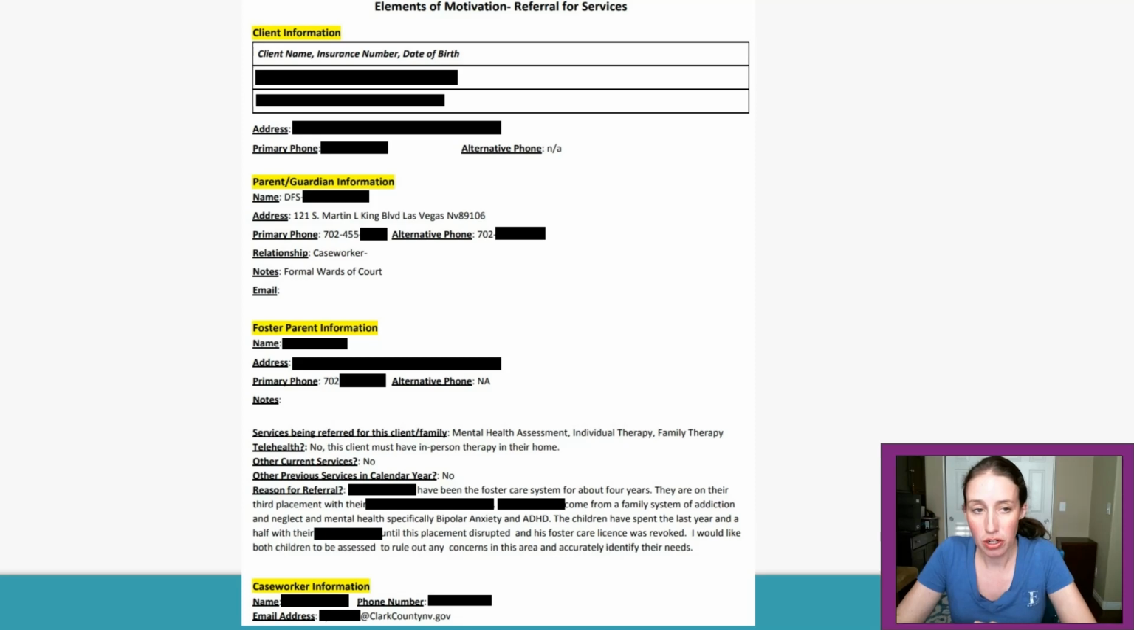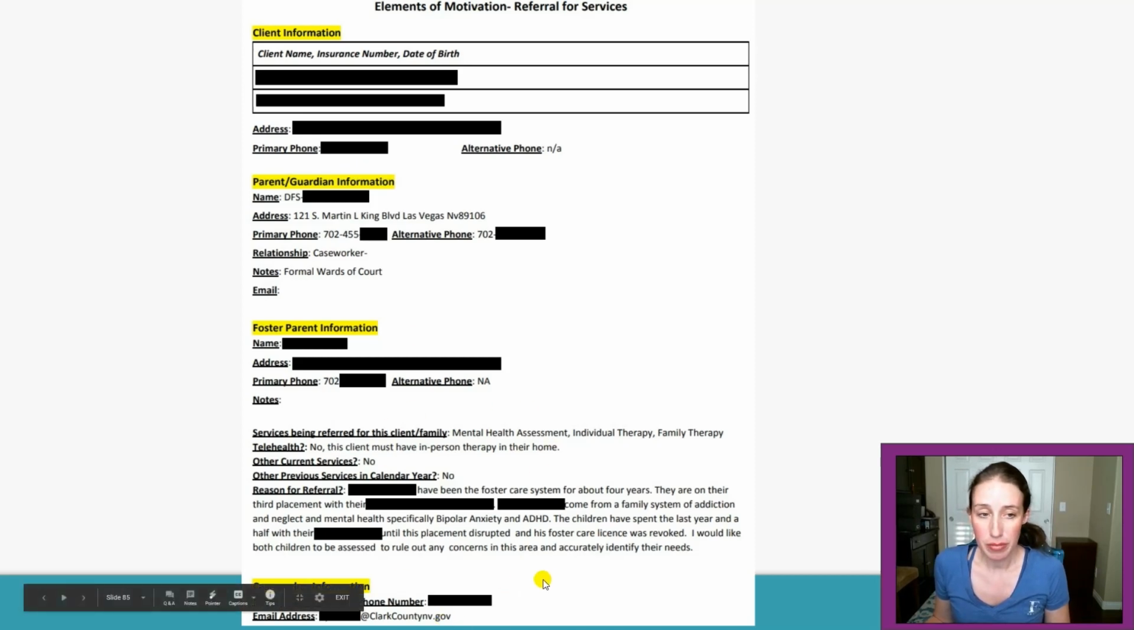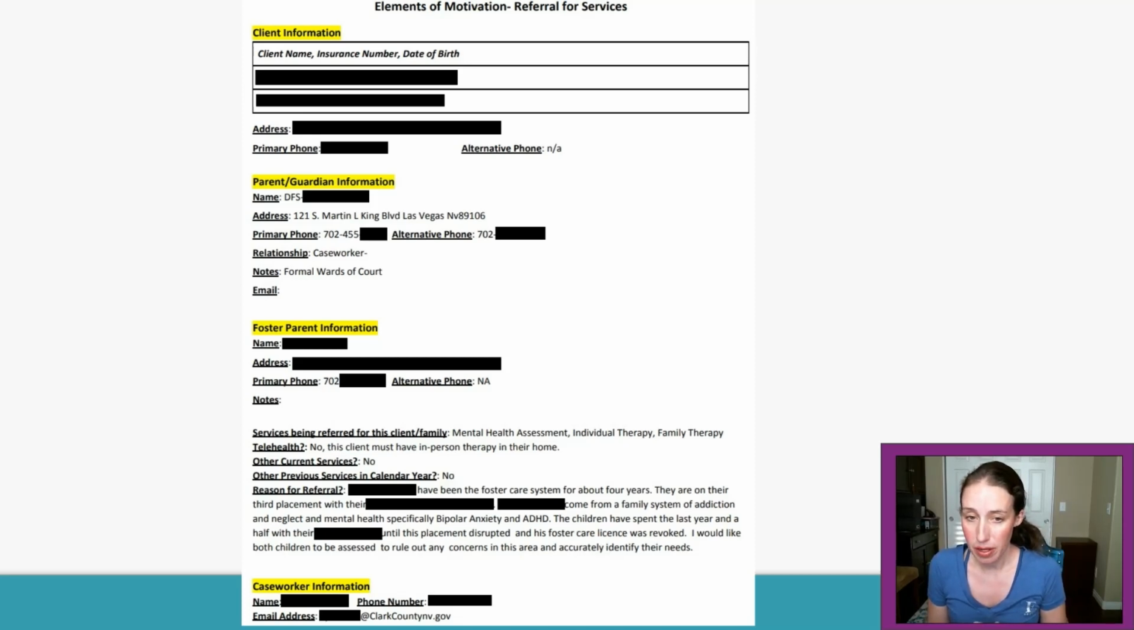Also, you're seeing here foster parent information. So typically that's going to be where the child is living, and that should match the address that you would see in this area up here. And the bottom is very important, other information like other services that are being referred for this client or family. So in this case, they're asking for that initial mental health assessment, and then they are recommending individual and family therapy. So going into this case, it's important for you to know, what are your responsibilities?